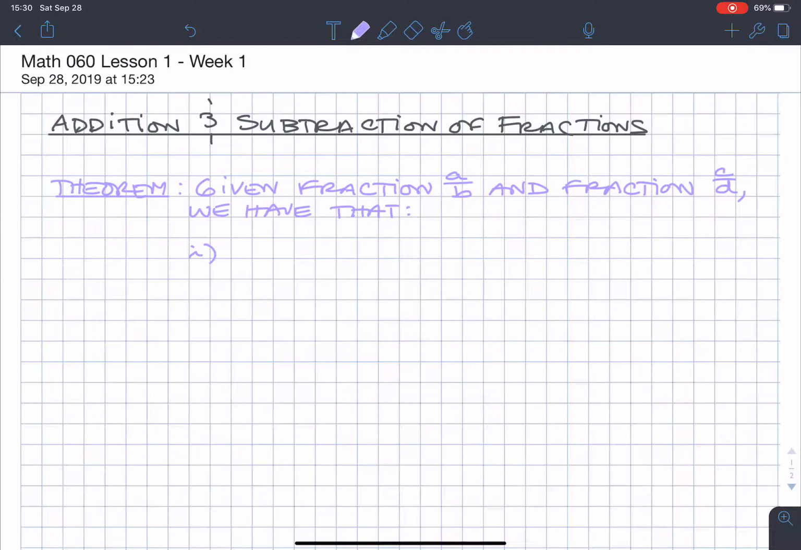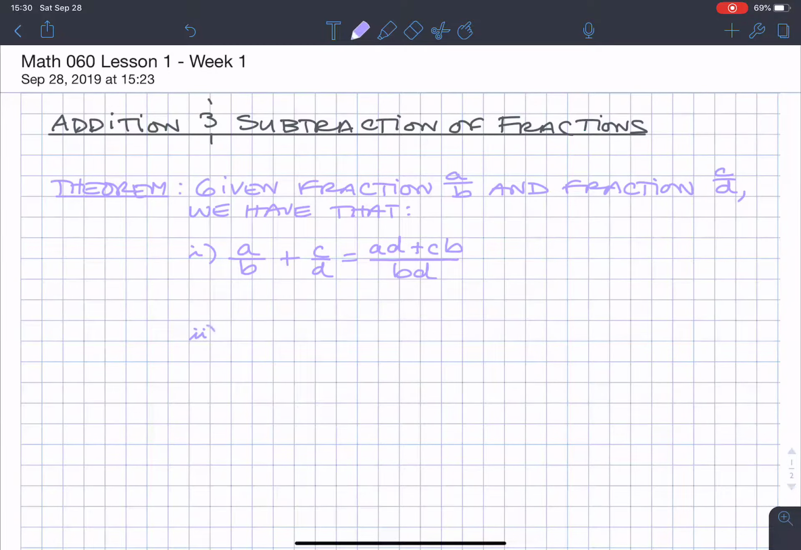Number 1, if I were to add fraction a over b to fraction c over d, the way we do this is we multiply the two denominators, provided they're both non-zero, and I multiply the first numerator by the second denominator d, and then add to that, multiplying the second numerator c by the first denominator b.